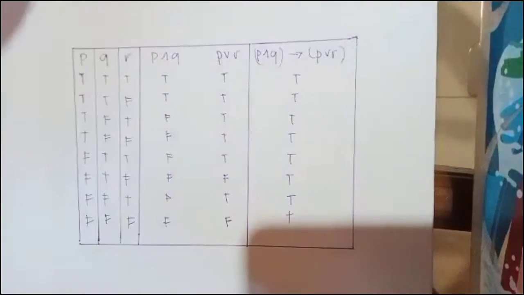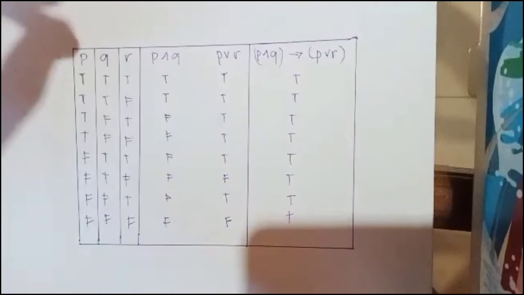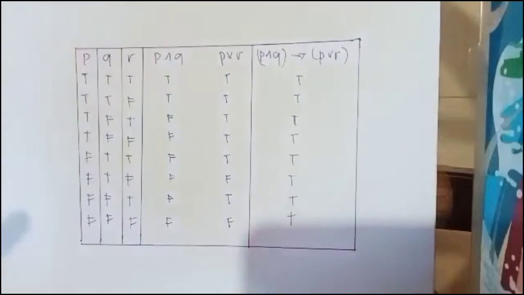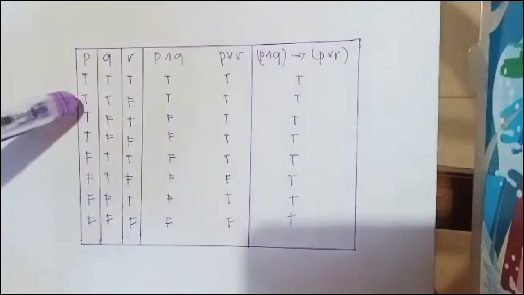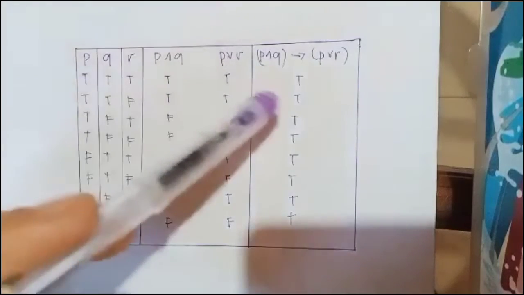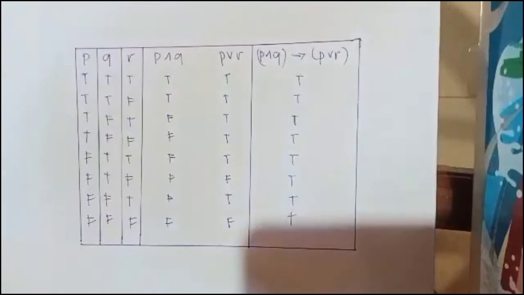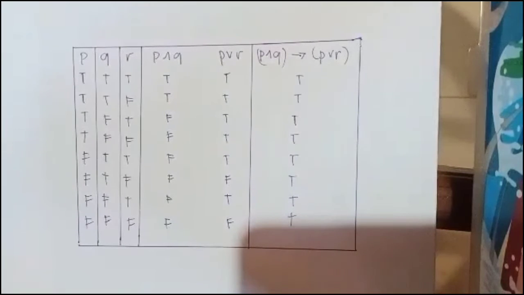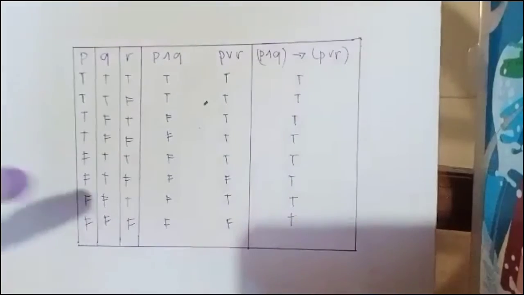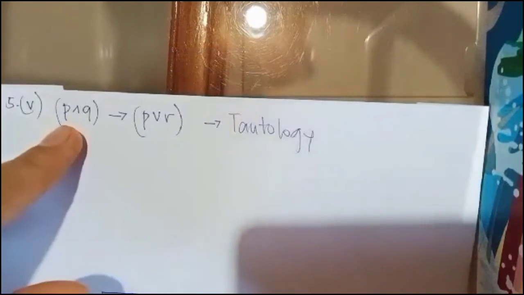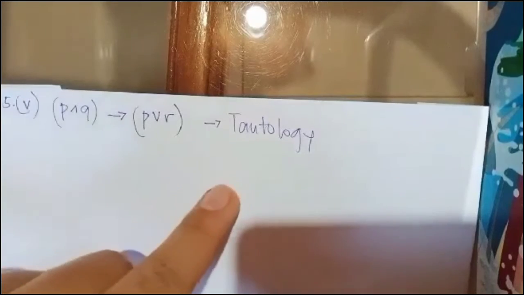So we have to get the truth values of P and Q implies P or Q. Look at the first row, which is true, true, so it's true, true, true, true, true, true. So the propositional form that is always true is a tautology. Therefore, this propositional form is a tautology.